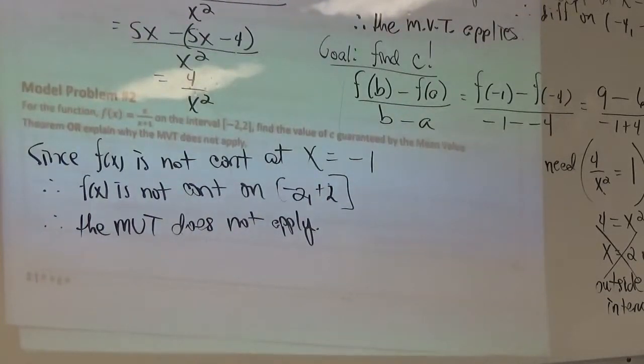Now you're doing all that work that we did over on the right. You've got to find the slope of that secant line. And then you're going to have to figure out where we will take that line.